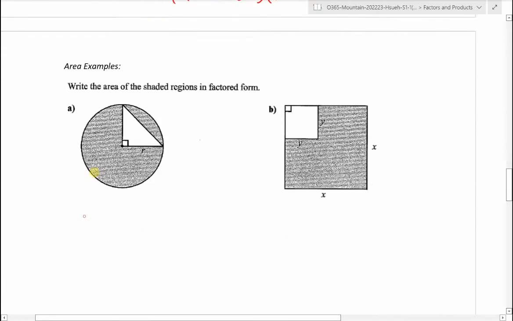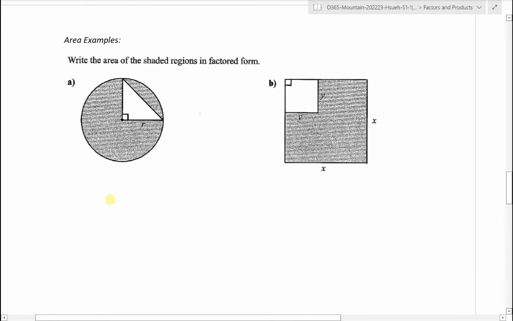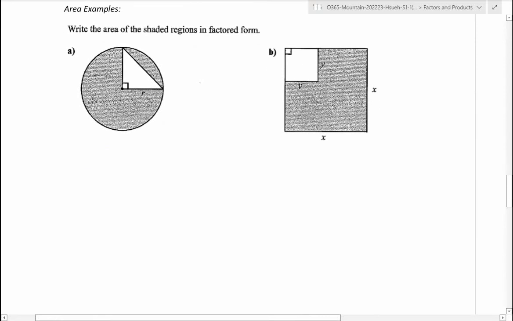All right, we have 4 more examples here. They are simply finding the areas of the shaded region. So I will show you. Here we go. This is a circle. We want to find the area of the shaded region.